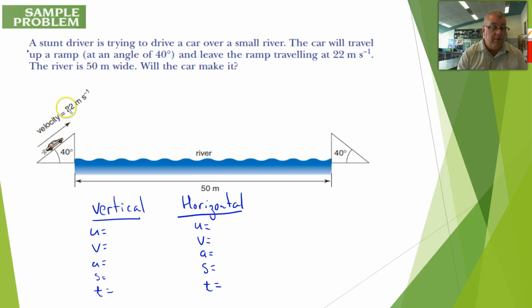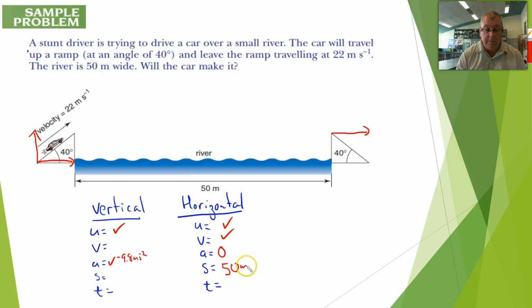We're given a velocity, so from that we can work out the initial vertical velocity. And from this we should be able to work out the initial horizontal velocity. Now the final horizontal velocity will be the same, so we know that. We know the acceleration, which is minus 9.8 meters per second squared. We know in the horizontal it's 0. We know that in the horizontal it's got to travel 50 meters.